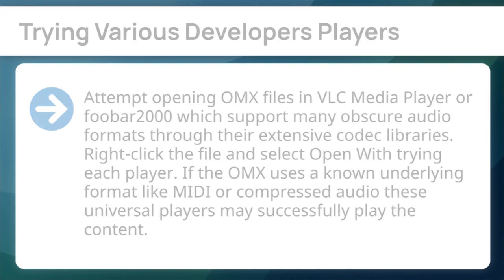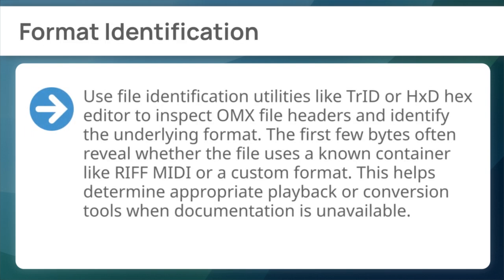content. Finally, format identification. Use file identification utilities like TRID or HXD hex editor to inspect OMX file headers and identify the underlying format. The first few bytes often reveal whether the file uses a known container like RIFF MIDI or a custom format. This helps determine appropriate playback or conversion tools when documentation is unavailable.